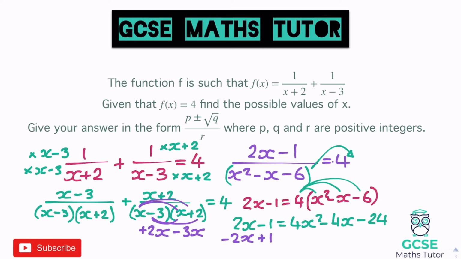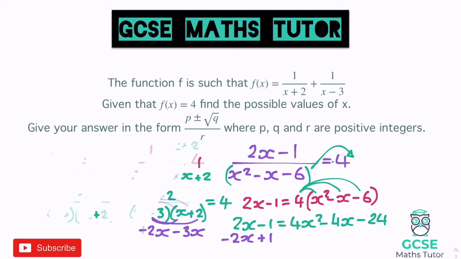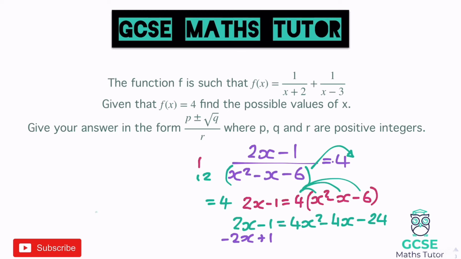I'm going to get rid of some of my previous working out now, to make a bit of space. So let's get rid of all of this. There we go. And we'll bring this up to the other side. Okay, so we have 0 equals, we're taking away the 2x and we're adding 1, so nothing's happening to that 4x squared, so we've still got 4x squared. We are going to minus 2x from this negative 4x, that gives us negative 6x. And we're adding 1 to that minus 24, so add 1 to minus 24 is minus 23.